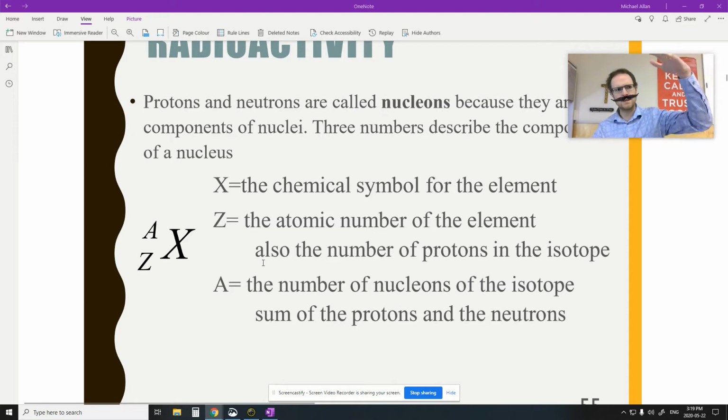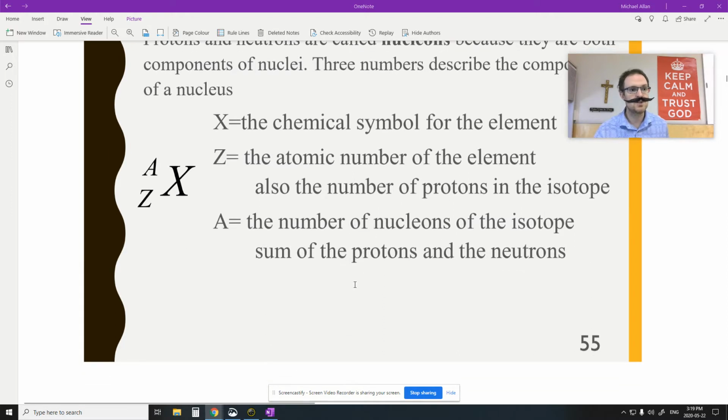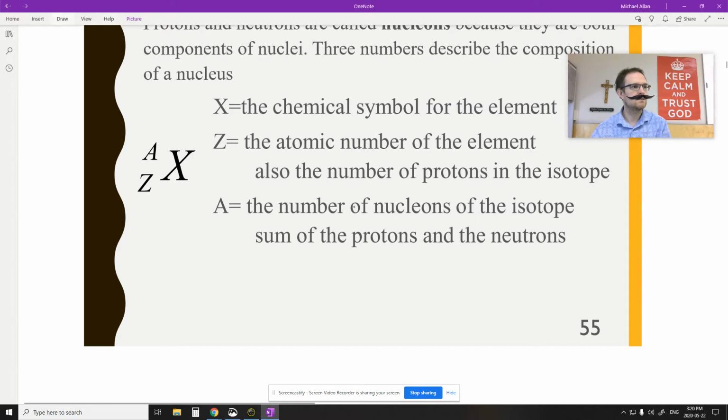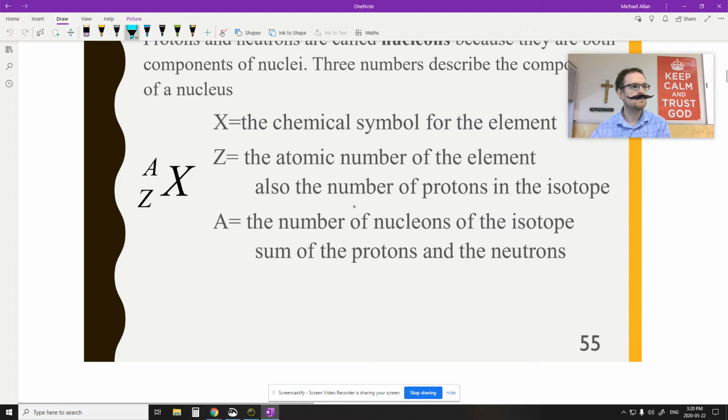Now the top number can change. Right? It doesn't always have to be a nice constant number. With fluorine-19, the top number will be 19. Like fluorine-20, the top number will be 20. And what that tells us is the number of nucleons. There's a nice little key word there. Nucleons that are inside the element.